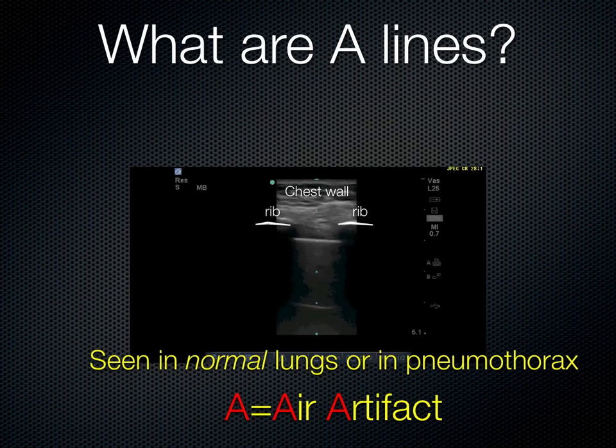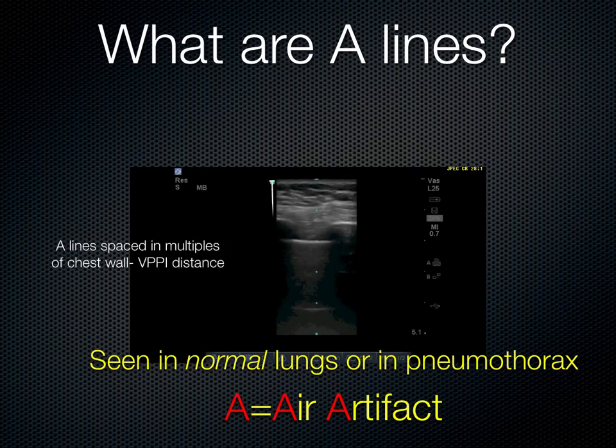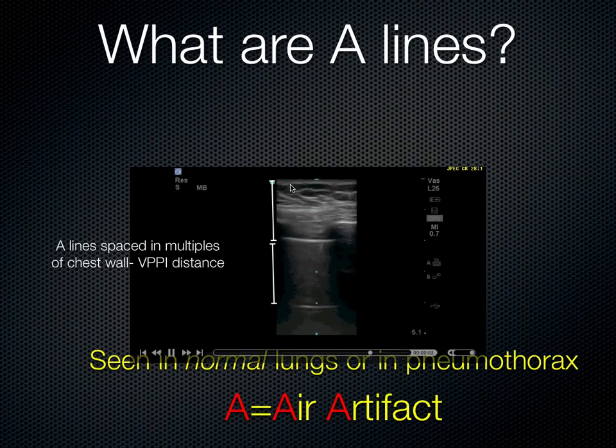Here we have the chest wall, we have the ribs, and the rib shadows behind the rib. This is the VPPI, the visceral parietal pleural interface. You'll notice right here we have an A line. Take that away, you'll be able to appreciate that is not an actual structure, it is a reflection of the pleural line. It is almost always, and it should be, equidistant from the skin, which is where the probe is sitting.